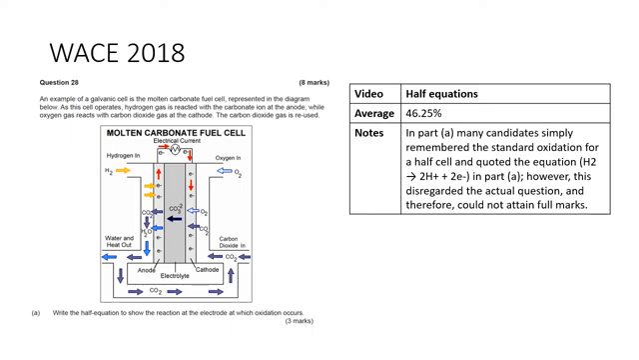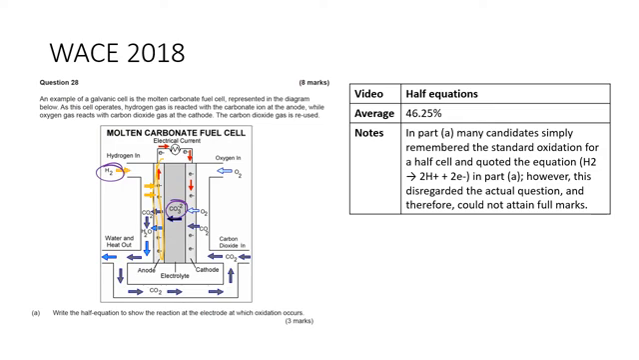anode. Okay, so the notes from the examiners say, in part A, many candidates simply remembered that standard oxidation for the half cell and quoted the equation H2 goes to 2H+ and 2e-. Okay, so what they've said is that, well, all I remember about fuel cells is that hydrogen turns to hydrogen ions, and that's it. Right, so they've just gone, yep, hydrogen goes to hydrogen ions, but you haven't taken into account what this diagram is showing you. Because this diagram is showing you, and even the text, is that if this thing here is the anode, you've got hydrogen gas and carbonate ions combining together, and it even tells you so in the text, right?